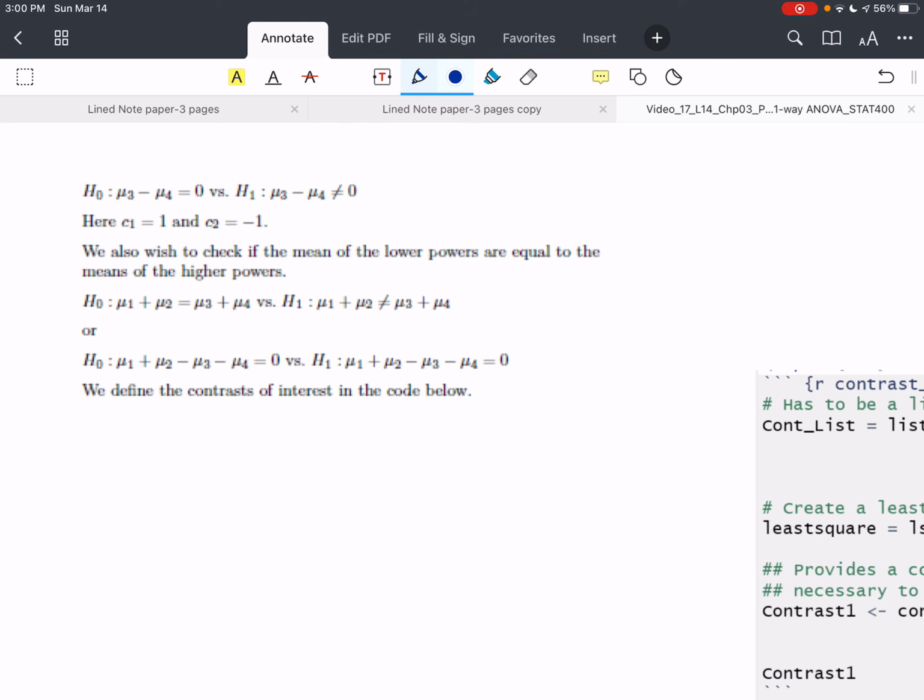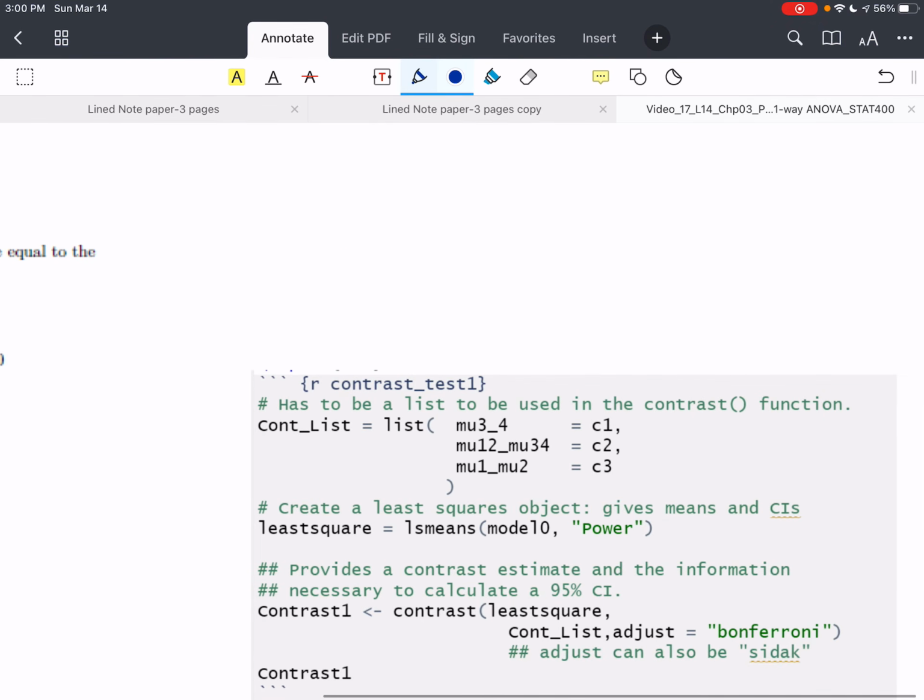So we have the first contrast: mu3 minus mu4 equals 0 versus it's not. Here C1 is 1, C3 is 1, and C4 is negative 1. C1 equals 0, C2 equals 0, so I need to correct that. We also want to check if the means of the lower powers are equal to the means of the higher powers. So we've got this, but I would rewrite this as a contrast: mu1 plus mu2 minus mu3 minus mu4. And we have to define our contrast in the code below.